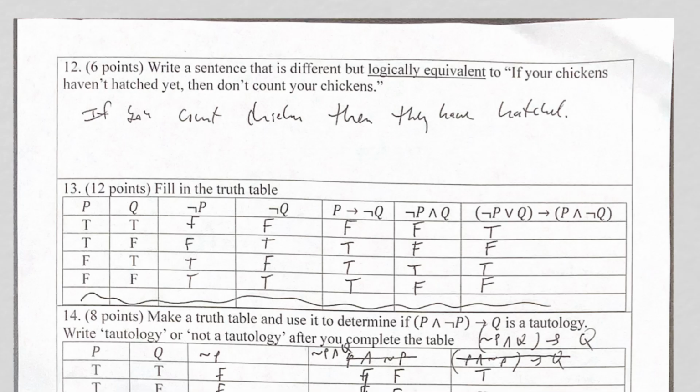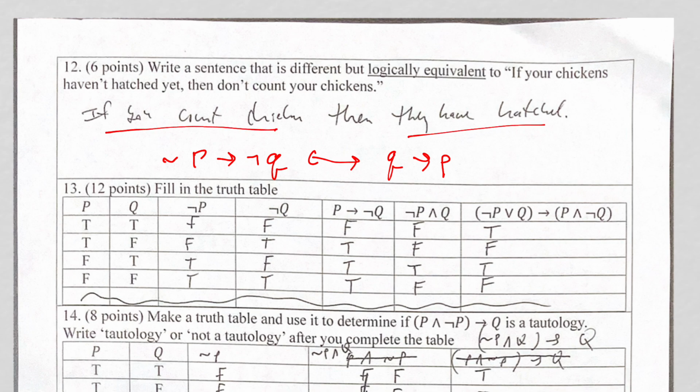Now over here, if your chickens haven't hatched yet, then don't count your chickens. That's the original statement. That's equivalent to the contrapositive, where you swap the order and you negate the two things. Well, they're already negated, so they become regular. That's why the answer is, if you count the chickens, then they have hatched. That's the contrapositive, which is logically equivalent to the original.